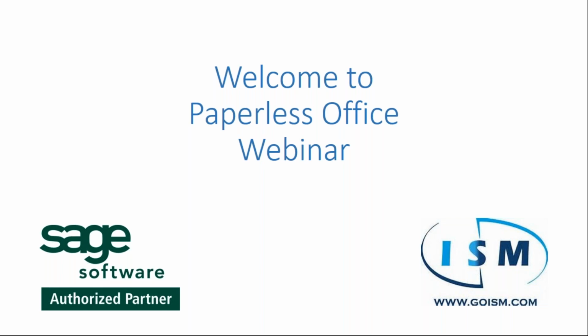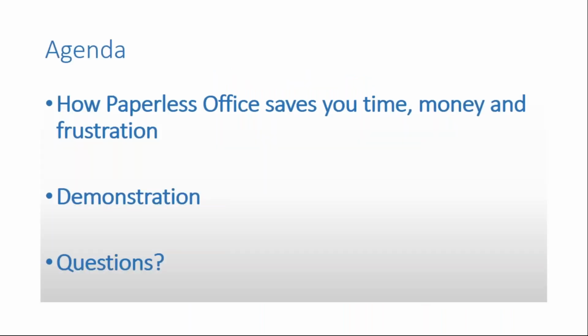Thanks, Sherry. So welcome to the Paperless Office webinar. Paperless Office is a standard feature in all of Sage 100 systems, so in version 4.3 and above. This gives you the ability to PDF and save documents and do document management throughout your system. We'll go over how Sage Paperless Office saves you time, saves you money, and frustration.